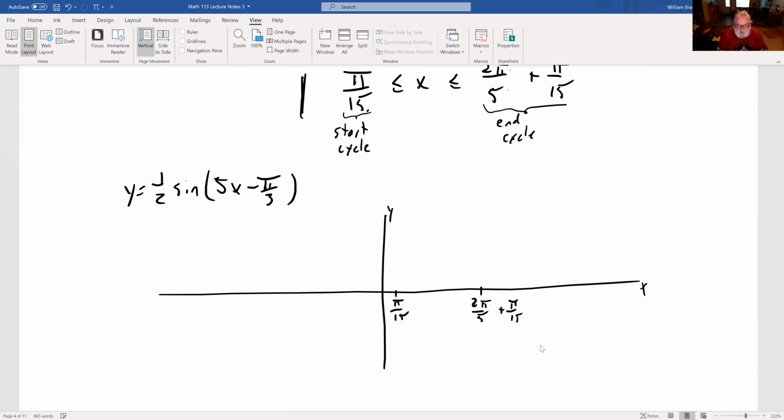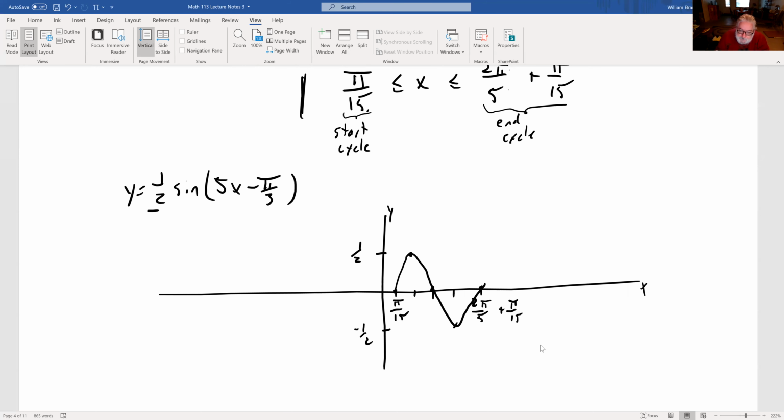What does the graph look like in between? Well, we cut this in half, cut this in half, cut this in half. 0, positive, 0, negative, 0. It's the same cycle. What's my amplitude? The amplitude is 1/2. So instead of plus or minus 1, we're going to have plus or minus 1/2. We start here and we just sketch that out.